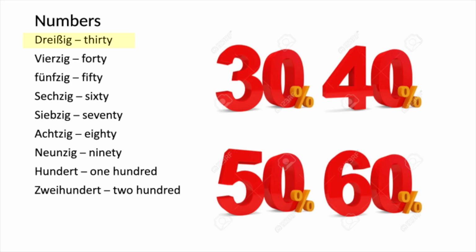30 is 30, 40 is 40, 50 is 50, 60 is 60, 70 is 70, 80 is 80, 90 is 90, and 100 is 100. As you could guess, 200 is 200.